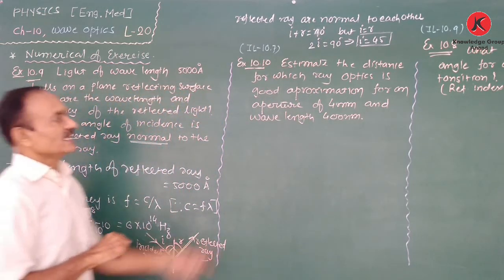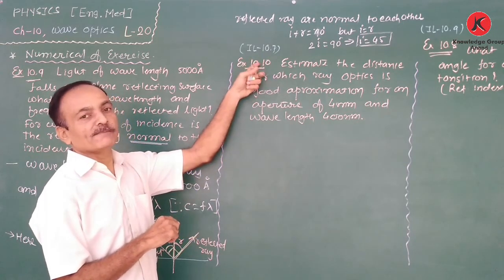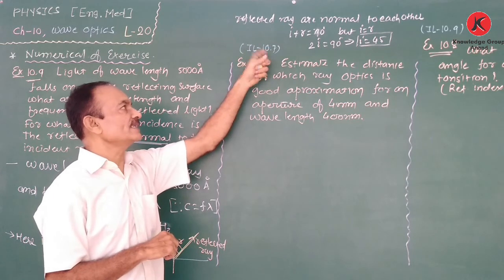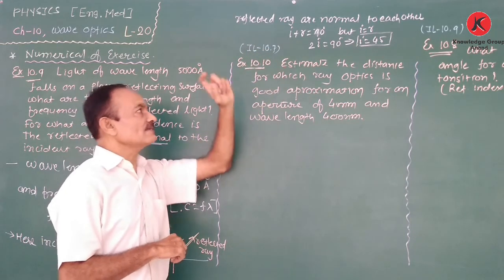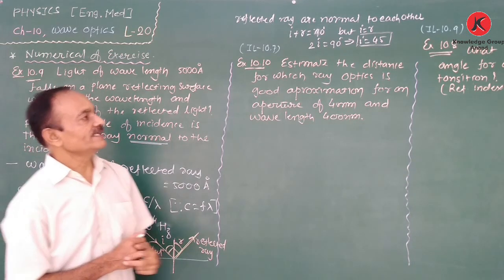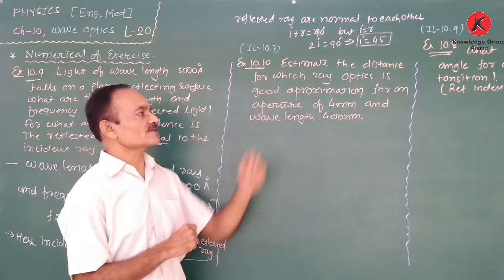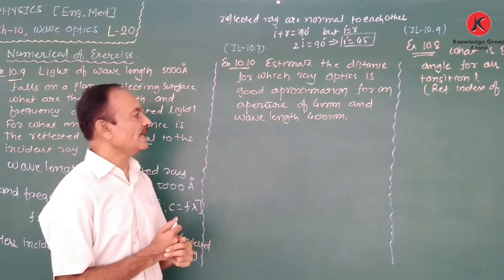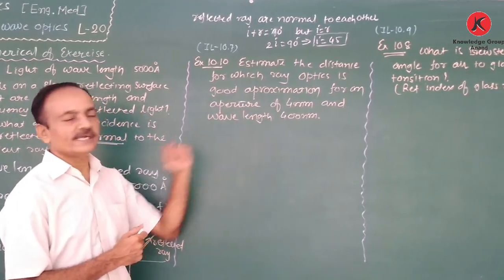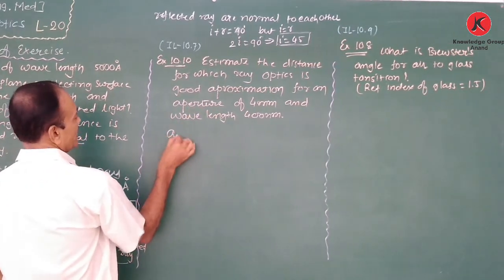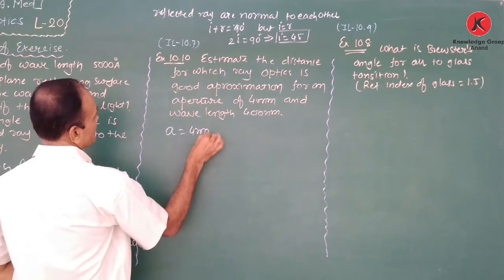After that, next numerical, example number 10.10. The same numerical is also given in illustration 10.7. What is the question of 10.10? Estimate the distance for which the ray optics is a good approximation for an aperture of 4 mm and wavelength 400 nanometer. Here, the aperture is given, that is, a is equal to 4 millimeter.